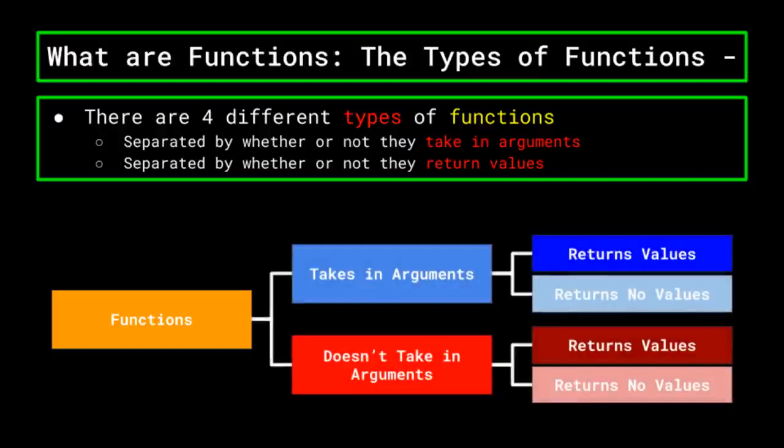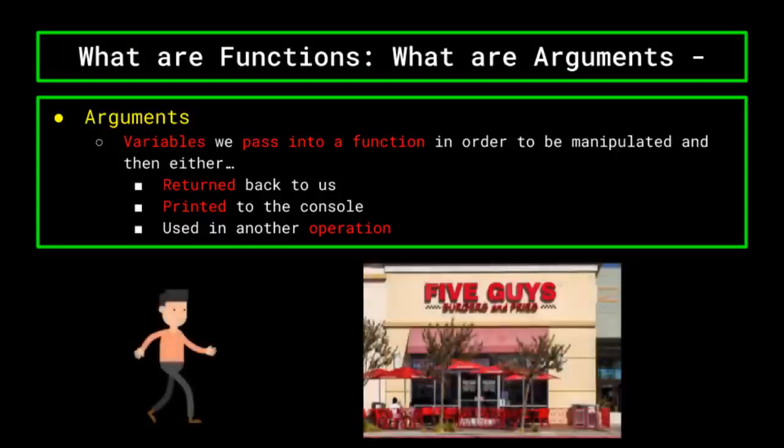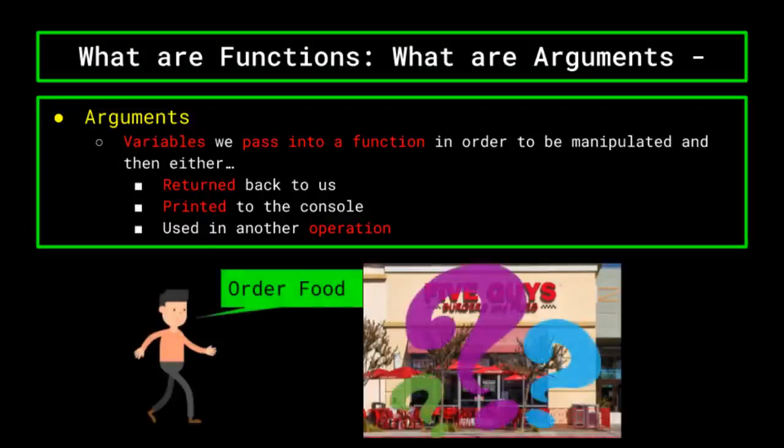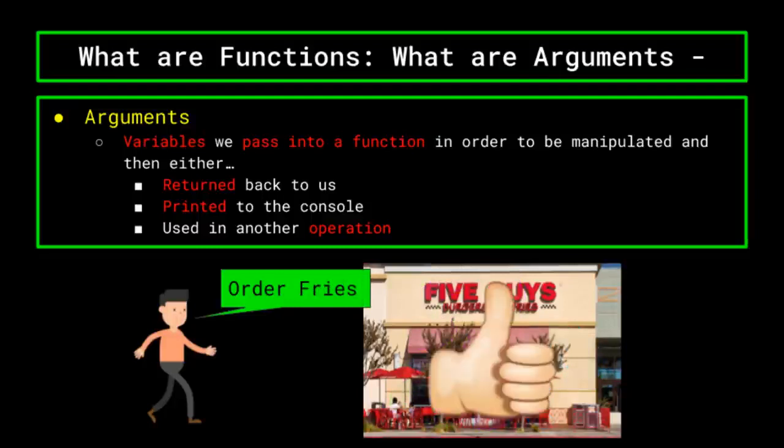Let's start by separating them by whether or not they take arguments, but first we have to cover what arguments actually are. Arguments are essentially variables that we pass into the function in order to be manipulated and then either returned back to us, printed to the console, or used in another operation. Think of functions with arguments like this. If you walked up to your local Five Guys and told them that you wanted to get food without supplying a type of food, they would probably look at you confused. In order to get the food that you want, you need to tell them exactly what you want to order so that they can give it to you.